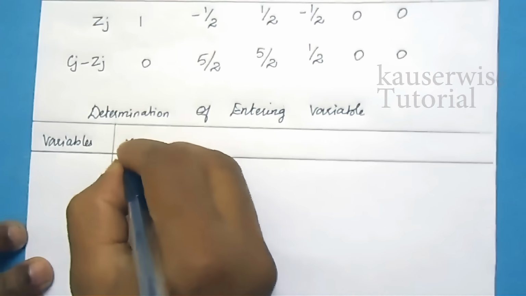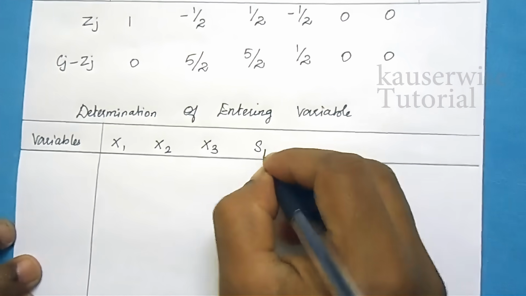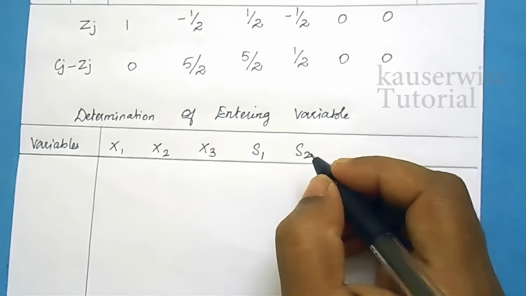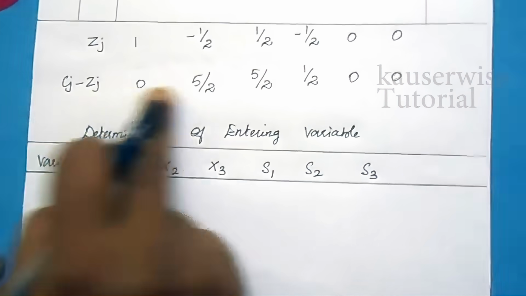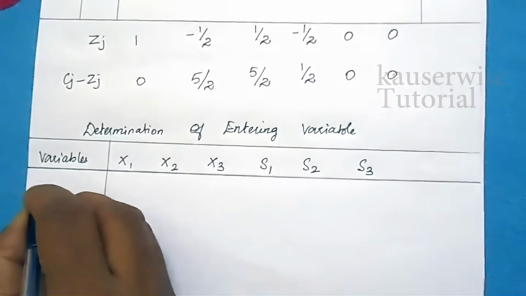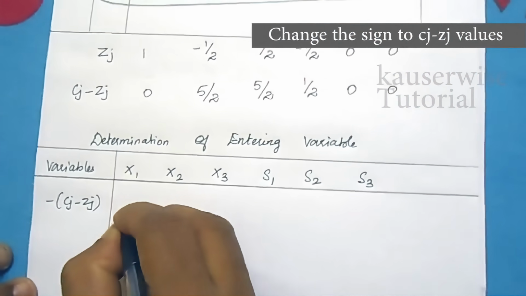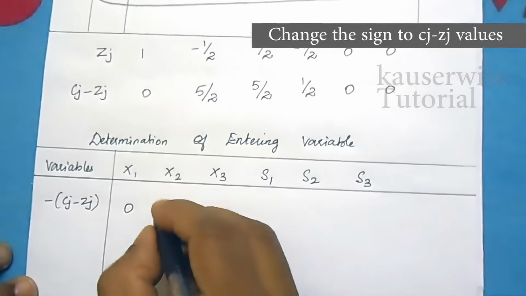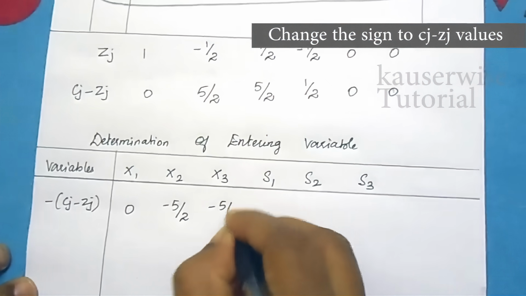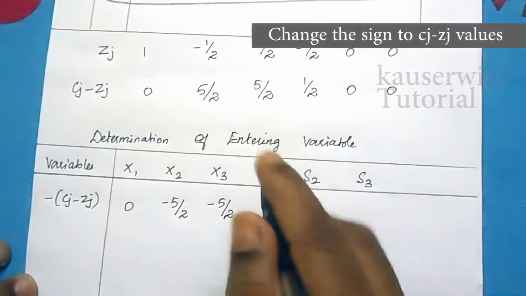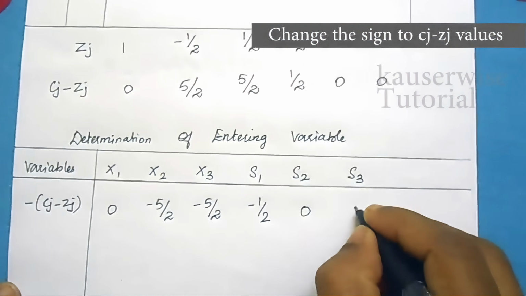Variables: x1, x2, x3, s1, s2 and s3. First take the Cj minus Zj value and change the sign, so minus (Cj minus Zj). The x1 value is 0. The x2 value is 5 by 2, so minus 5 by 2. The x3 value is 5 by 2, so minus 5 by 2. The S1 value is 1 by 2, so minus 1 by 2. The S2 value is 0, and the S3 value is also 0.